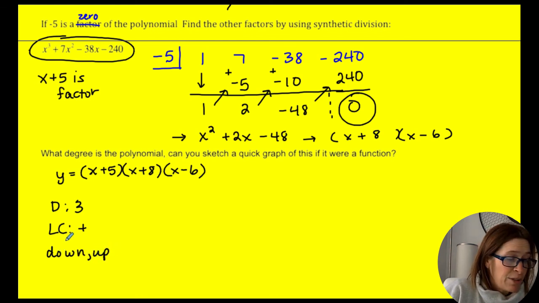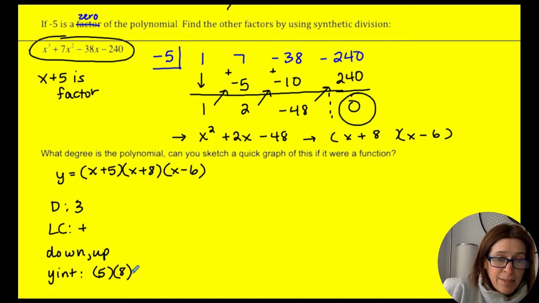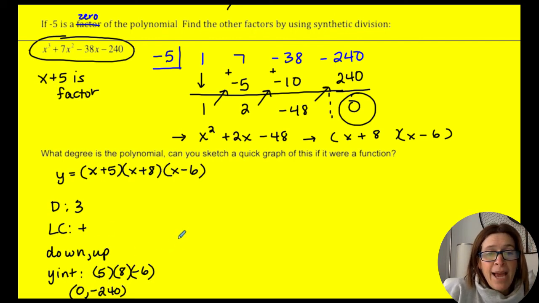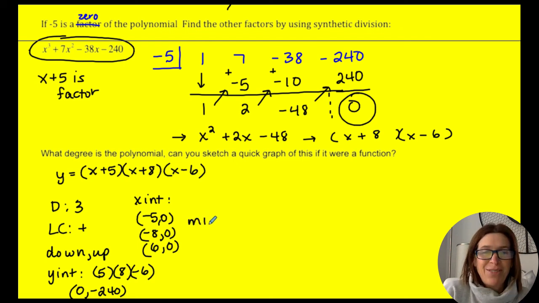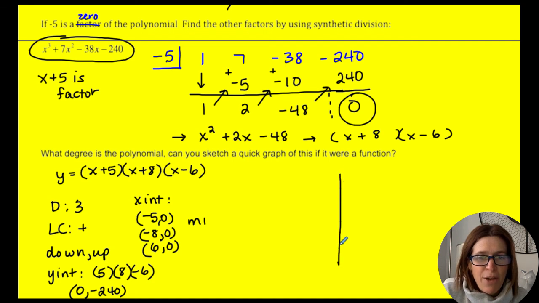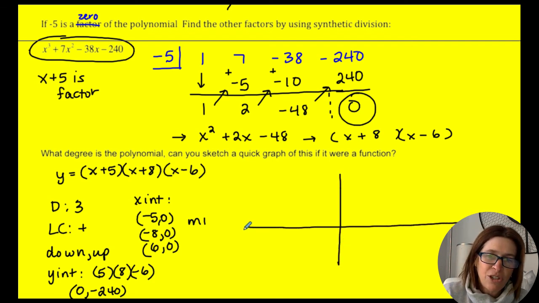My y-intercept, so let me find my y-intercept. I'm going to let x be 0, so that's going to give me 5 times 8 times -6. So 40 times -6, so 0, -240 is my y-intercept. And I have my x-intercepts: -5, 0, -8, 0, 6, 0. And I can see they all have a multiplicity of 1, so therefore my graph's going to go right through those x-intercepts. Okay, now I'm just doing a quick sketch, so I'm not going to find any additional points, but you certainly could find points between all of these.